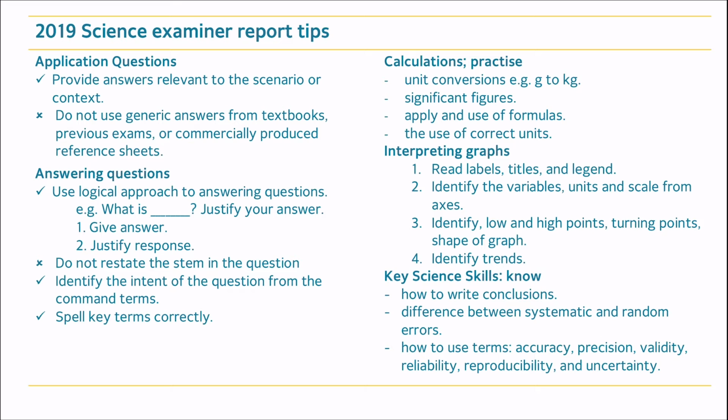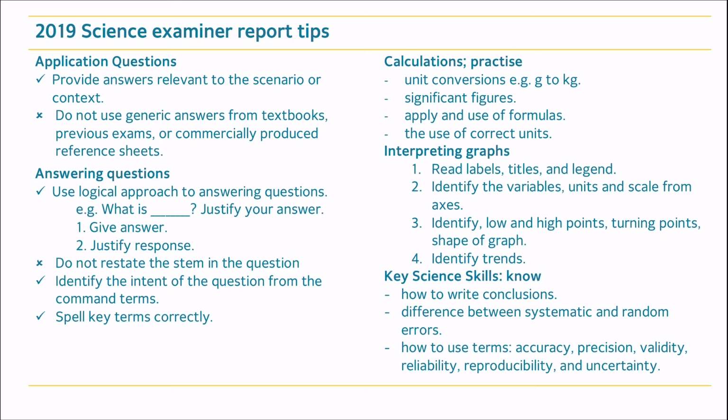There are other things students can do as well, such as using a logical approach to answering questions: giving the answer and then justifying it. Don't restate the stem in the question, and identify the intent of the question from the command terms. There is also the need to spell key terms correctly. For our students in chemistry, it's good to practise unit conversions, significant figures, applying and using formulas, and the correct use of units.